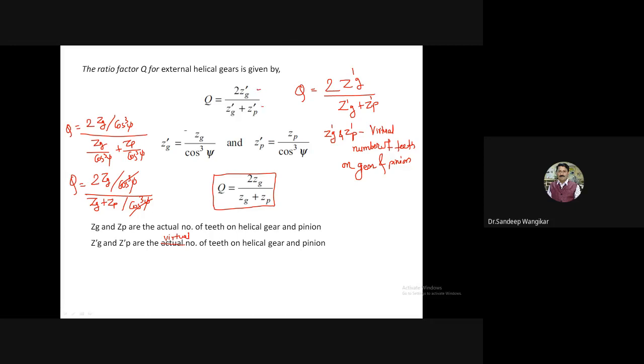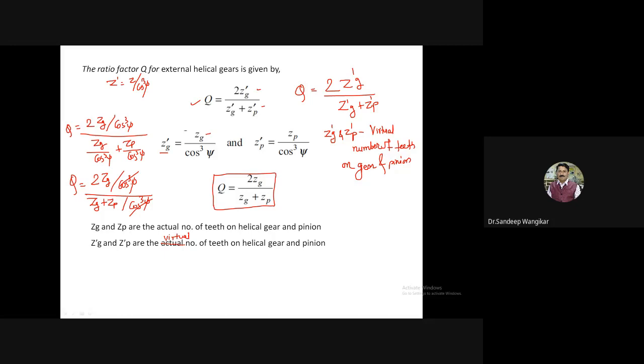In this case, these are the virtual ones. Then we have substituted the formula between virtual and actual. We have discussed how to convert between them. We have z dash is equal to z divided by cos cube of psi. This we discussed in the last lecture. So z dash g is equal to zg divided by cos cube psi, and z dash p is equal to zp divided by cos cube psi. If I substitute this in the above equation, then finally after cancelling you get q is equal to twice zg divided by zg plus zp, where zg and zp are the actual number of teeth. So write down this formula for q.